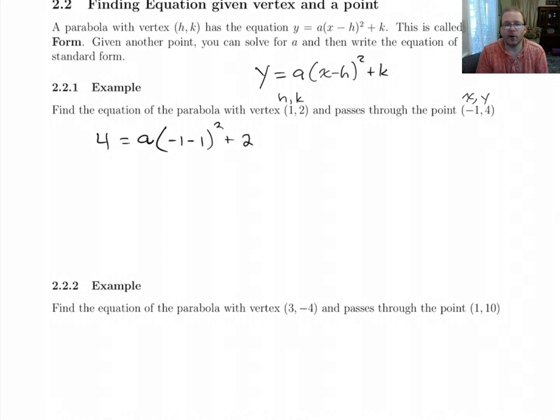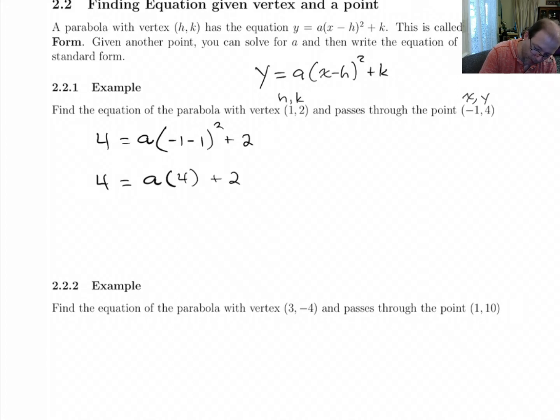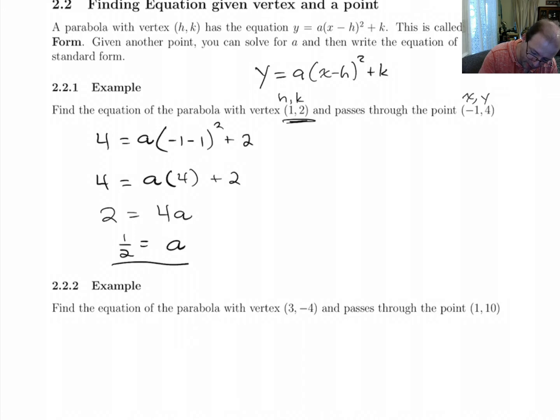So we've just got to solve this thing for a. So 4 equals a times, that's negative 2 squared, which is 4. So I got 4a here. Take the 2 off of both sides, you get 2. Then divide by 4, you get a is 1/2. So given our a and our h, k, this is going to be y equals 1/2 times (x minus 1) squared plus 2.